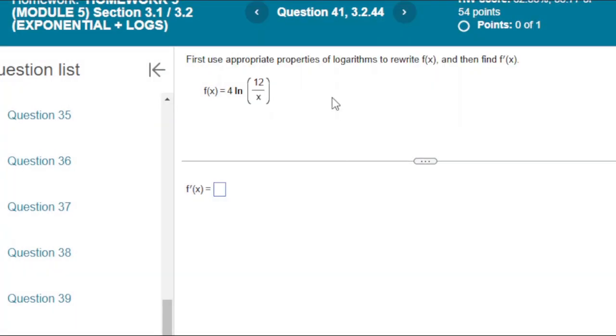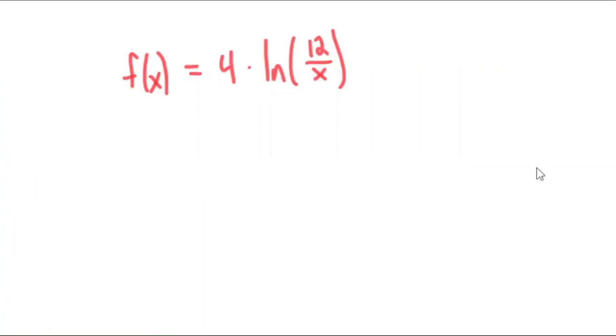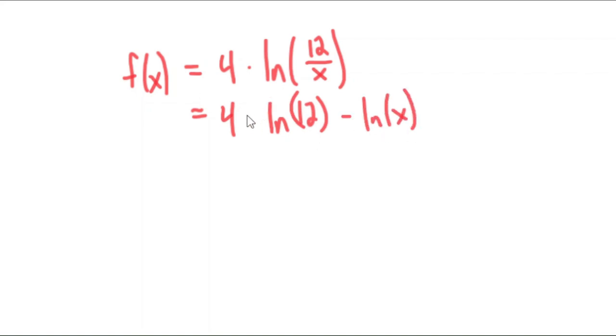This one says, first use appropriate properties of logarithms to rewrite f of x, and then find f prime of x. So we have f of x equals 4 times natural log of 12 over x. Well, remember the quotient property of logarithms says that we can rewrite this natural log of 12 over x as natural log of 12 minus natural log of x. Now, the way I've written it here is not right. We have to do 4 times this whole thing, so we need to put that in parentheses.